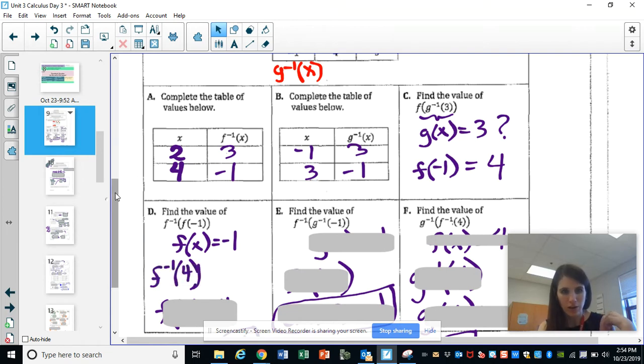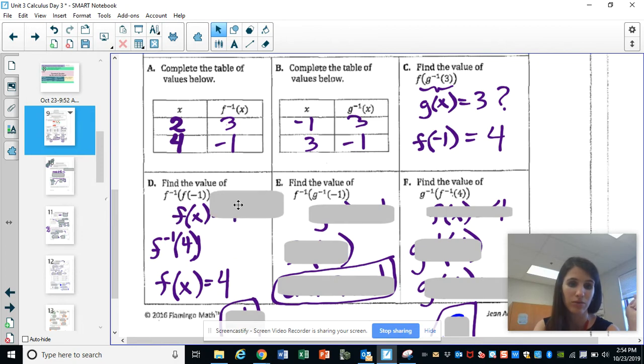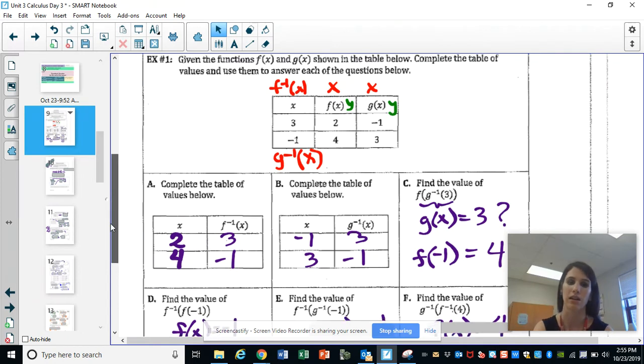And then we're looking for what is the inverse function of 4? Now the question that we want to ask ourselves here is we want to switch it around, and ask, when is f of x equal to 4? So always switch it and ask yourself the other question. When is f of x equal to 4? Well, we look back up here. F of x is equal to 4 when x is -1.